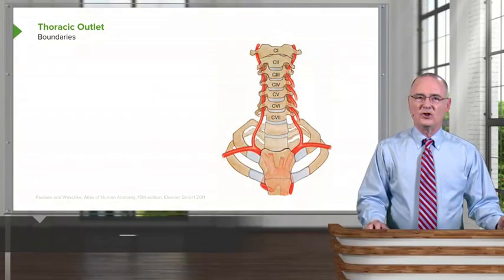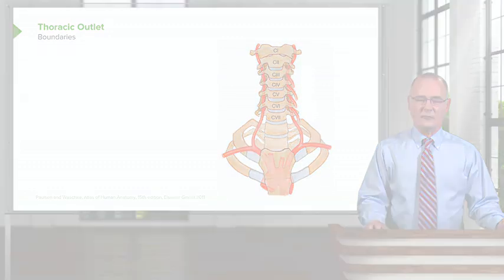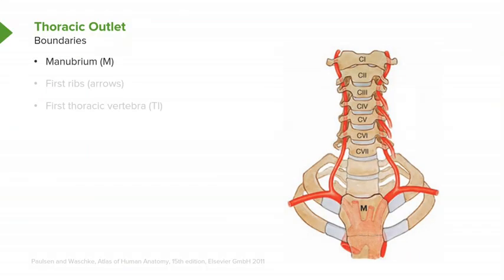Now we're going to finish the last subject area of this lecture, and that is the thoracic outlet. Anatomists actually describe this as the thoracic inlet, but clinically the thoracic outlet will have the following boundaries. First is the manubrium, and we see the manubrium right in through here.